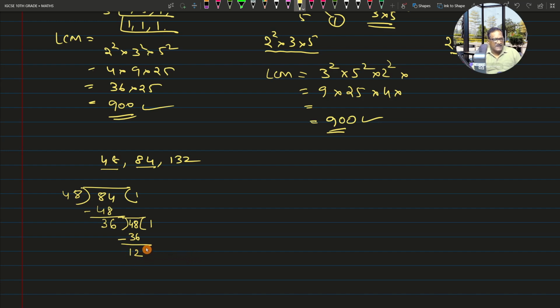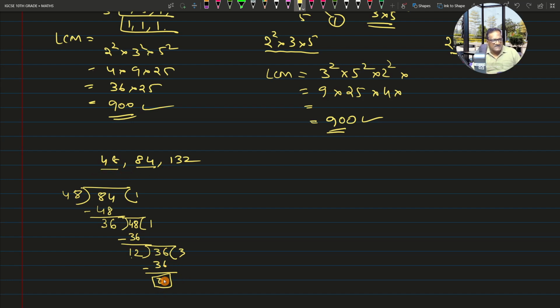Now again, this 12 I will keep outside and I'll take this divisor 36 inside this way. Now 12 into 3 is 36, and now I am getting the remainder as 0. So this is the way you have to go on dividing the two consecutive numbers, smaller and the bigger one, and go on dividing it till you get a remainder as 0. The last divisor is supposed to be the HCF of these two numbers.